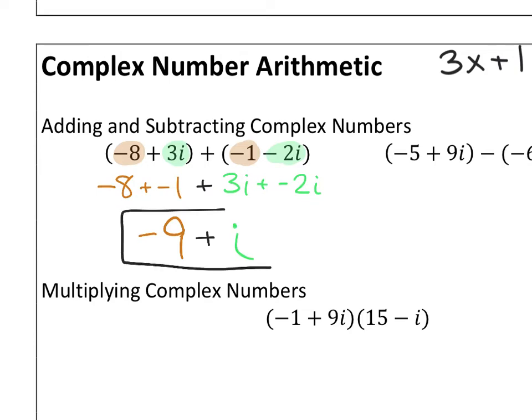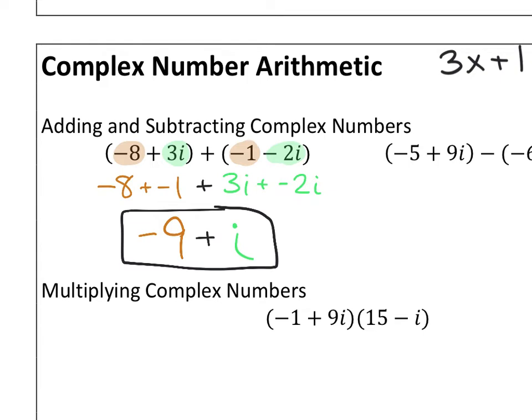There's an invisible 1 in front of that i, but we need to get used to not having it there in our final answer. So if in your work you need it, that's fine. I don't want the 1s in our final answers anymore. Now it can't be negative 9i. That's different. Negative 9 plus i. Make sure there's a plus sign there.